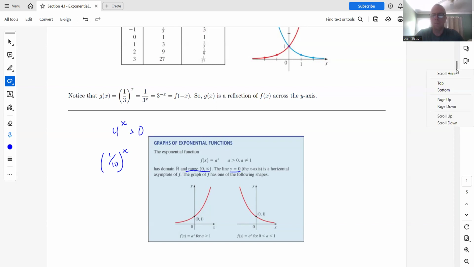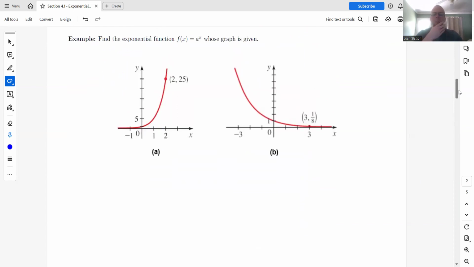All right. And of course, if a is greater than 1, we have this increasing function. If a is between 0 and 1, we have the decreasing function. And then we'll look at some transformations. Transformations all work the same as far as the shifting and the stretching and all of that goes.